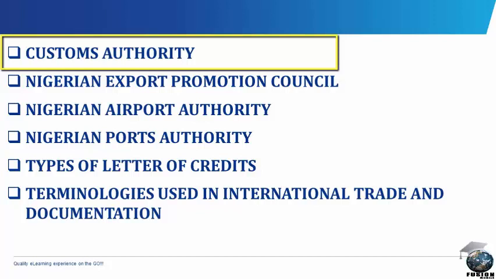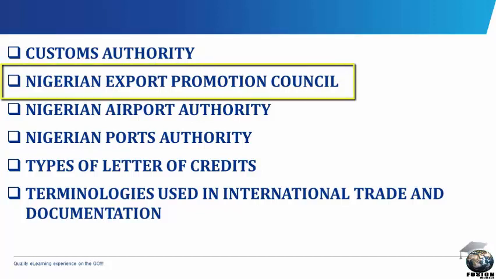The Customs Authority provides appropriate quarantine facilities for the importation of livestock. This is to prevent the spread of livestock diseases. Completion of documents. The Customs will ensure that customs declaration forms and other documents are completed. These are the few functions of Customs Authority, though not restricted to them.